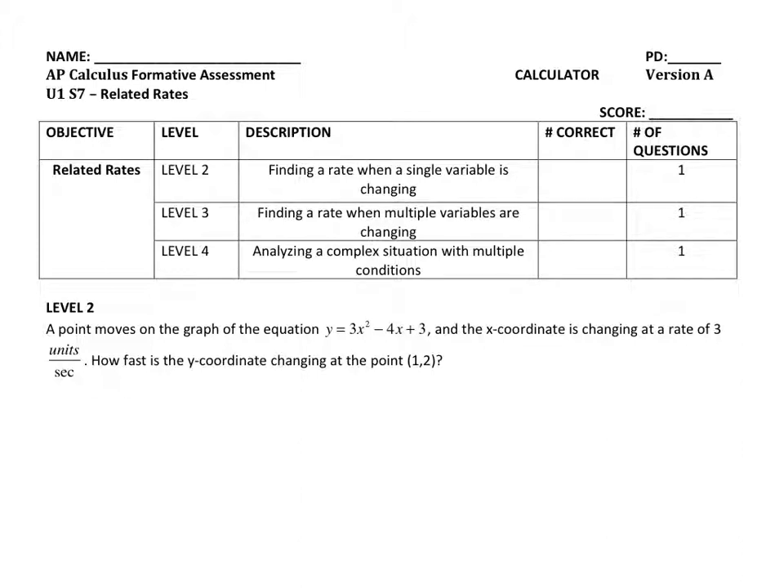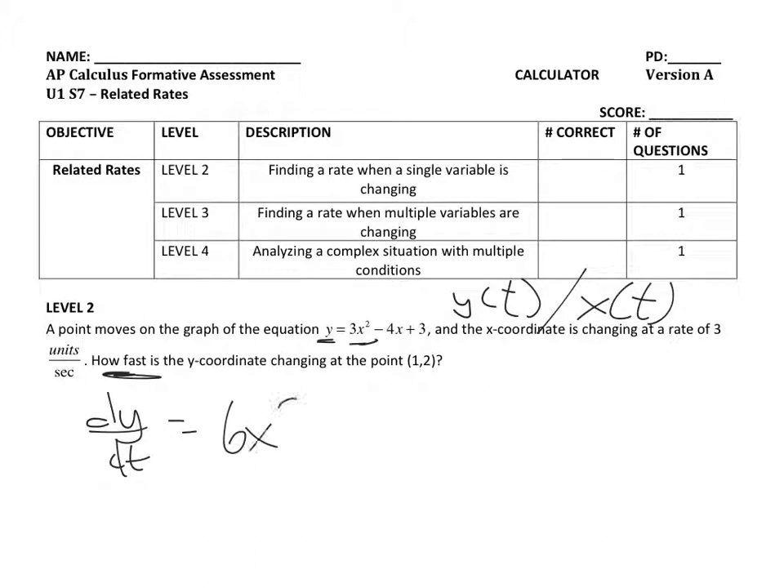The first thing I notice is it states that it wants to see how fast. So that's key terminology that tells us it is a related rate problem. What I want to remember is that both y and x are being treated as functions of time. So when I take my derivative here, I'm going to get dy/dt equals 6x dx/dt minus 4 dx/dt.